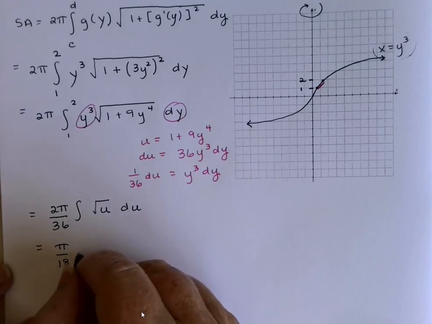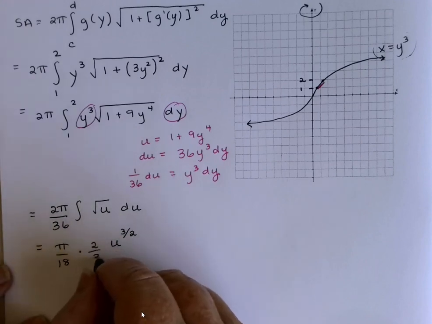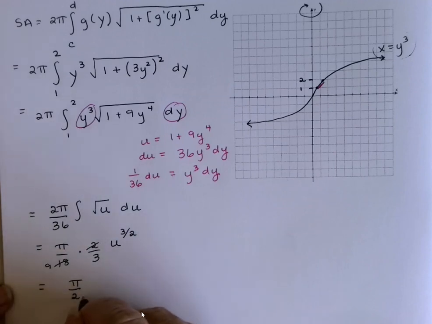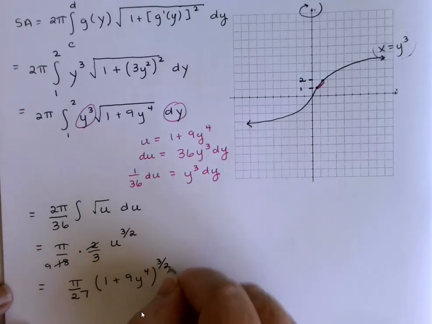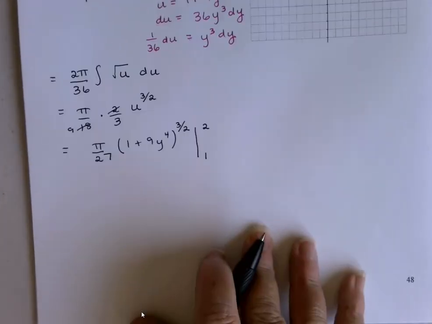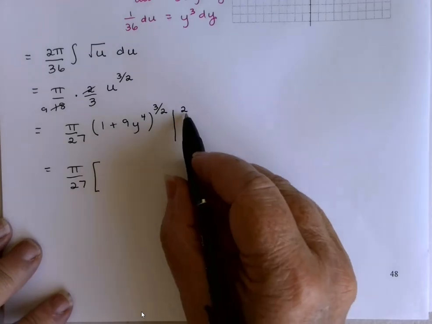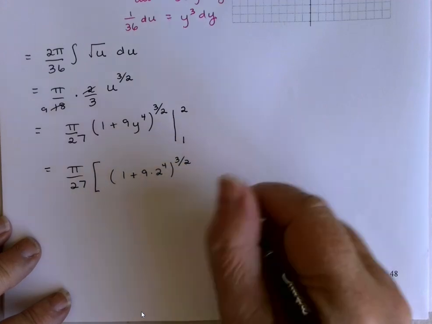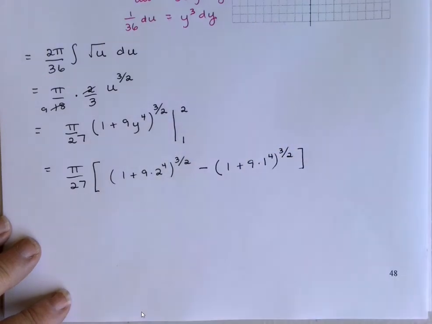So I have pi over 18, and that'll be times, it's u to the 1/2, so integral would be u to the 3/2. Dividing by 3/2 is the same as multiplying by 2/3. So I end up with pi over 27 times 1 plus 9y to the 4th to the 3/2. And now that I've got the y's back in, that goes from 1 to 2. Just going to pull out the pi 27ths. Plugging in the 2 first. 1 plus 9 times 2 to the 4th to the 3/2 power. Minus 1 plus 9 times 1 to the 4th to the 3/2 power.